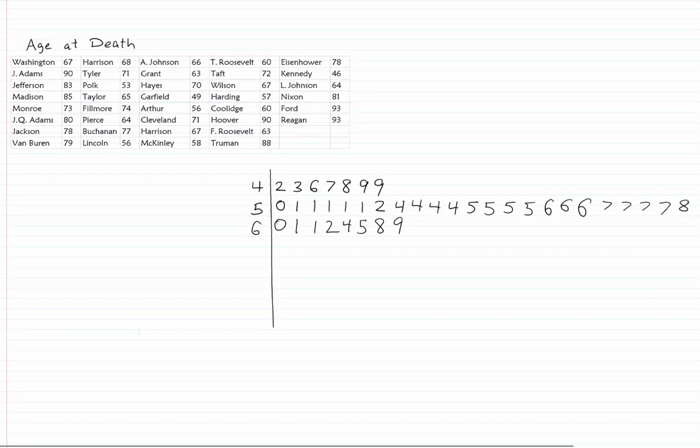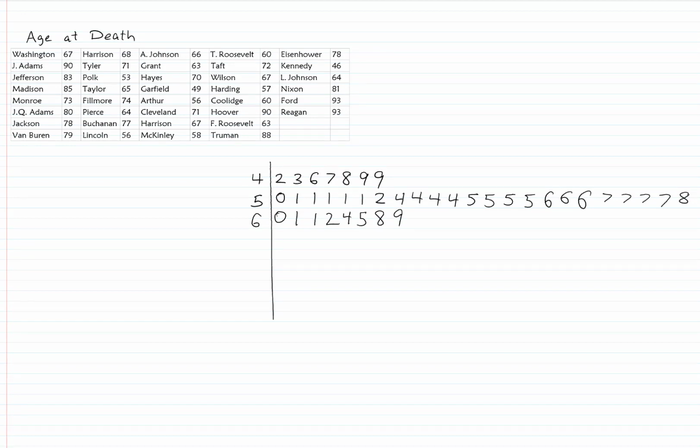Okay. So this is going to be age at inauguration. Okay, now watch what I'm going to do for age at death. I'm going to use the same stems and grow the other direction. So let's see. Where's the 40s? It's not going to be that many. Not very many presidents died in their 40s.